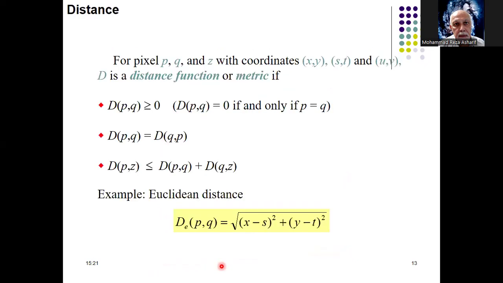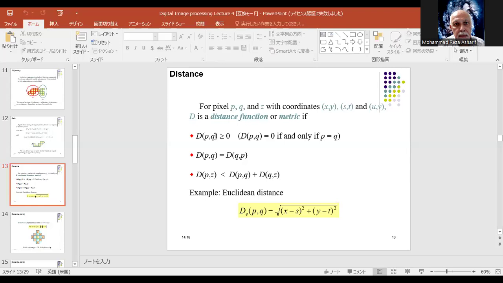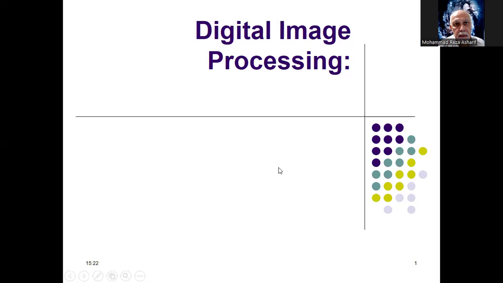For pixels P, Q, Z, this is different. Here, for instance, this is distance, just distance, but it is missed here.